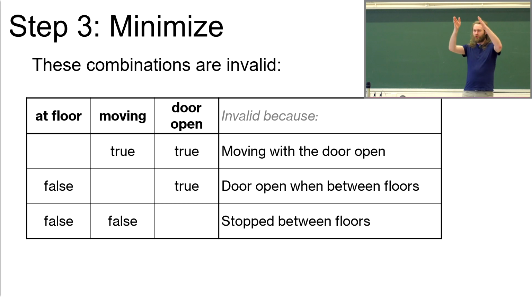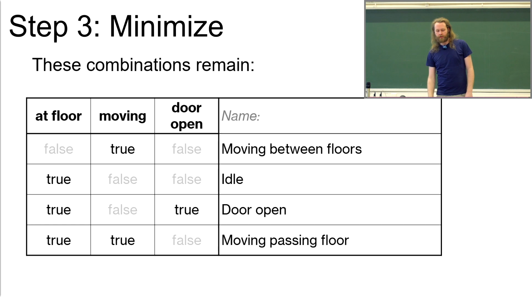So if you just draw up all these 16 possible combinations, no, sorry, these 8 possible combinations, and you remove all the rows that match one of these 3, you're going to end up with these 4 combinations that are the remaining ones. So these are the only remaining ones, right? We're moving between floors, idle, door open, moving, passing floor. You find what the combinations are and you go, okay, what does this look like? And you give it a name. And these are the 4 ones that remain.